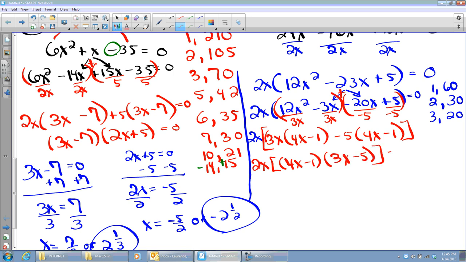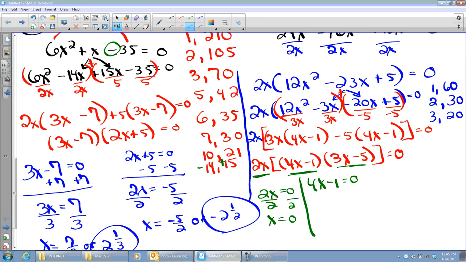Now this all equals 0. And here I'm going to take 3 parts. I'm going to take this quantity, and this quantity, and set them all equal to 0. So 2x equals 0. When I solve for x, I get x equals 0. There's one solution. 4x minus 1 equals 0. Add 1 to each side. And now I'll get 4x equals 1. Divide by 4. X will equal 1/4. There's the second solution.